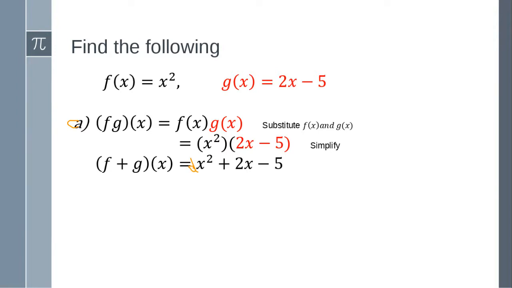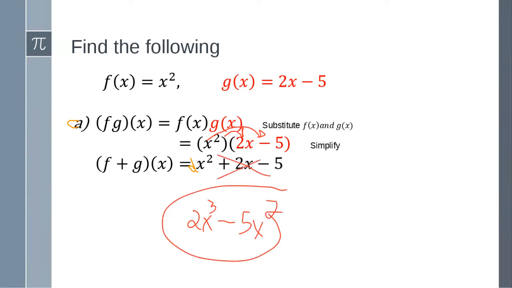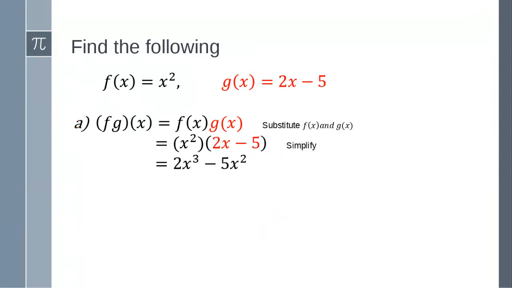So here we would get x squared times 2x is going to be 2x cubed. And x squared times negative 5 would be minus 5x squared. Okay, so this would be our answer, which I guess it's here on the next slide. And so again, we multiply our two functions together, and then we end up with this.